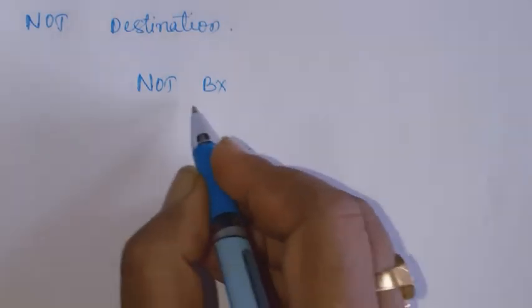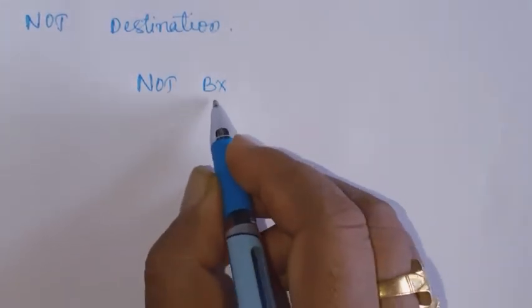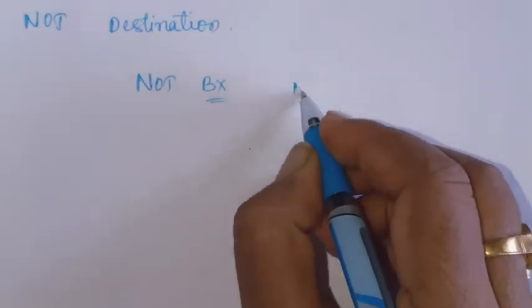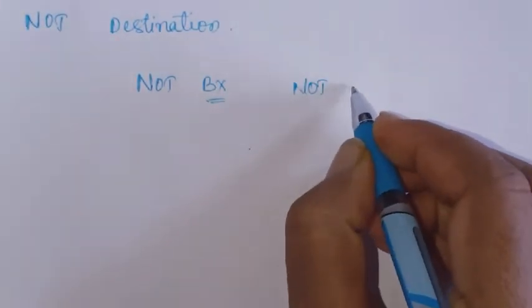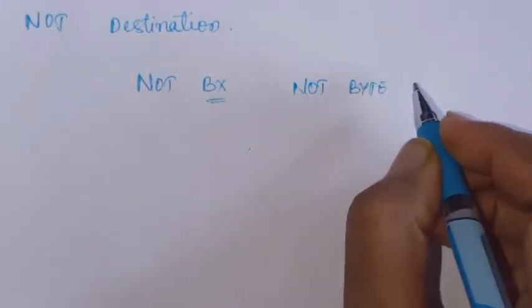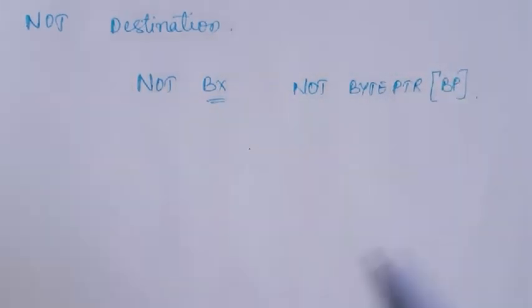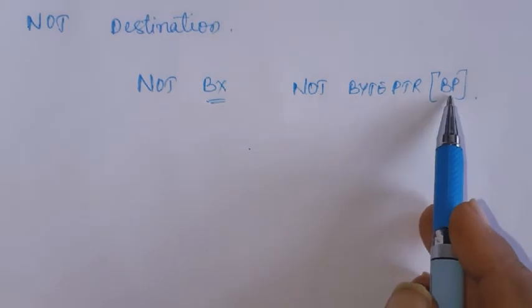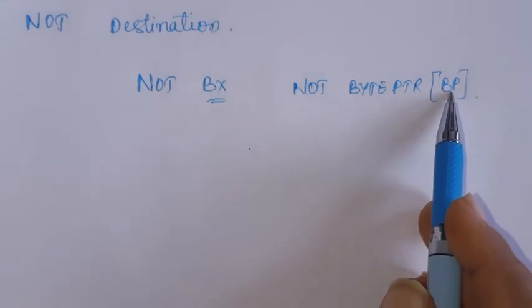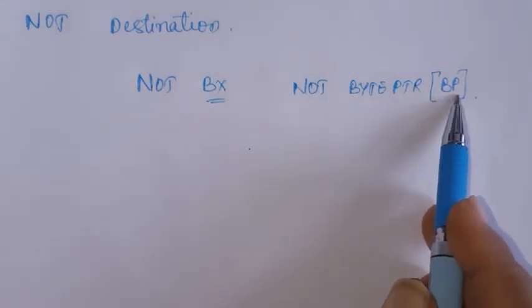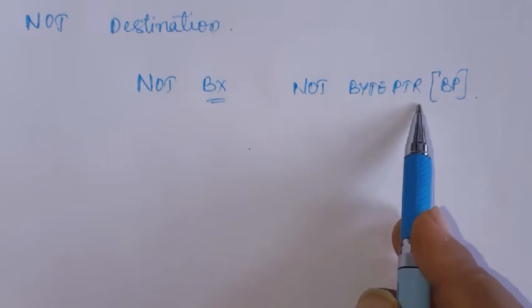You can have a memory location also as the destination. Like if I say NOT byte pointer [BP], the contents of the memory location pointed to by this BP register will be inverted.